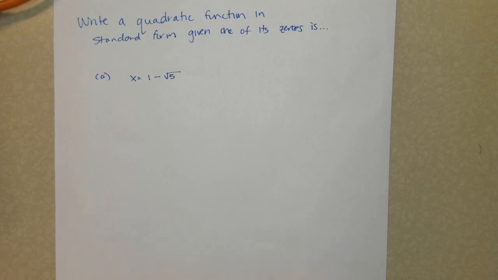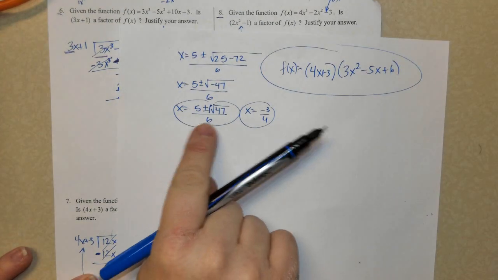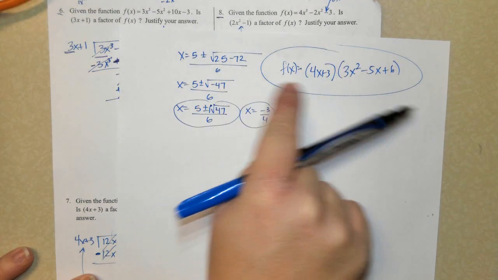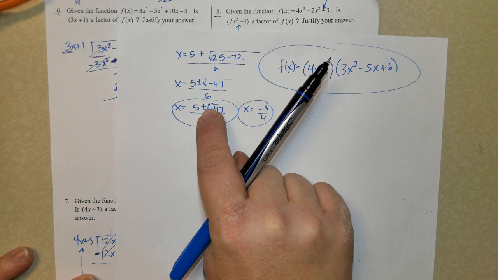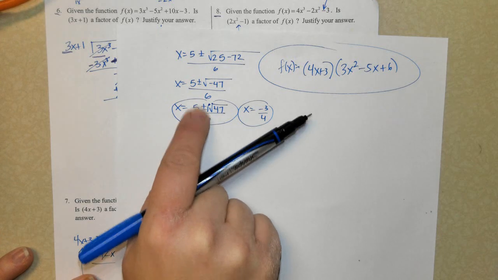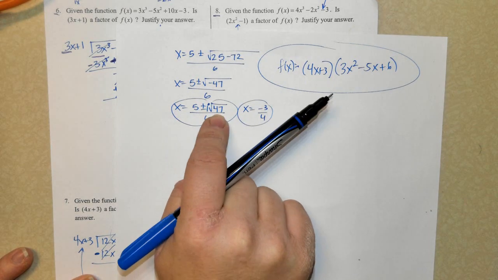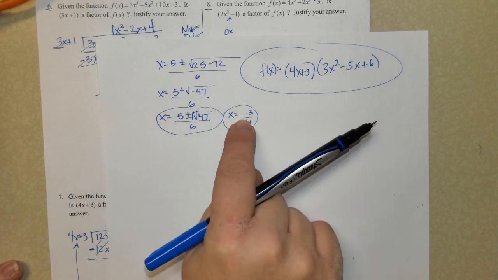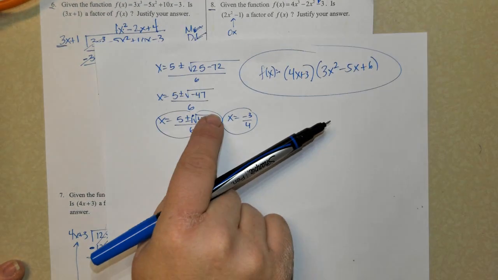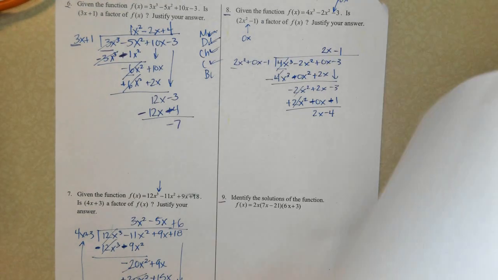For this problem, I want us to quickly review what it looked like when we had an answer like this. You can have answers that look similar to this, where you have two answers and it doesn't have to have an i. So maybe this would just be 5 plus the square root of 47 over 6. You can have two answers, one positive and one negative. So again, right here we have three solutions, one real and two complex. This is not complex because it has a square root. This is complex because it has an i.